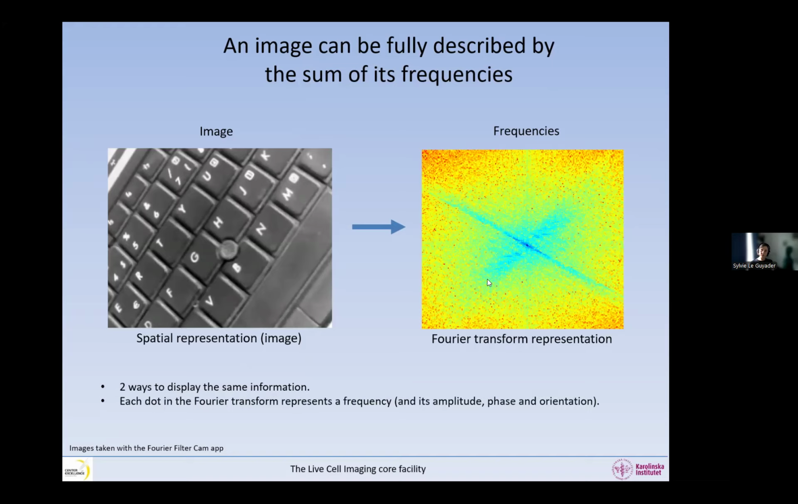Each dot in the Fourier transform, you see there are little dots everywhere, represents one frequency, as well as its amplitude, phase, and orientation. Again, I'm not going to go into the details of this. You can find this information everywhere. What I want is that you understand what we do with this and what it represents. So no information is lost between the two representations of the image. We can represent the image in the spatial representation or in the Fourier transform representation, going back and forth. We do not lose anything.